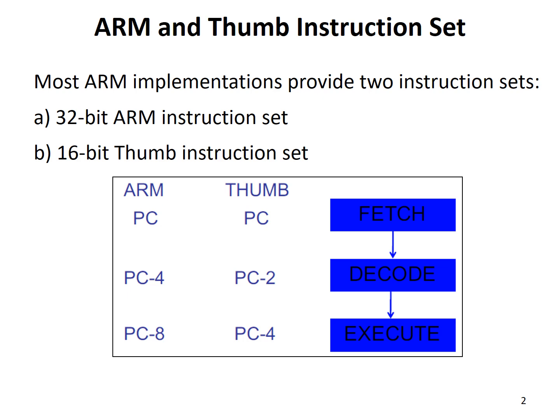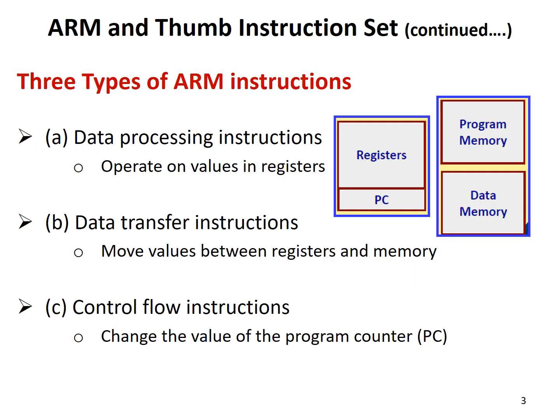Normally the ARM uses a fetch, decode and execute cycle to execute the instruction. When the ARM is fetching the instruction, the program counter is incremented by 4 during the decode cycle, and during the execution cycle it is incremented by 8. For the Thumb instruction, how the program counter varies is shown in the figure.